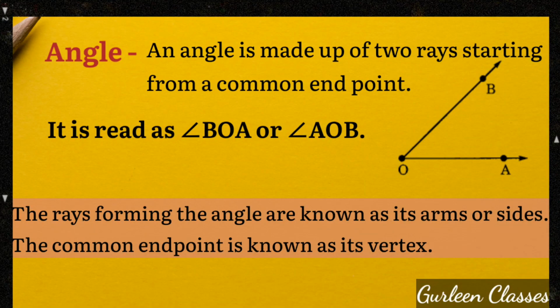What is an angle? An angle is made up of 2 rays starting from a common end point. So here you can see this figure. It is read as angle BOA or angle AOB. The rays forming the angle are known as its arms or sides. So here in this figure, OB and OA are the arms or sides of the angle. The common endpoint is known as its vertex. So here you can see O is the common endpoint and it is the vertex of the angle.